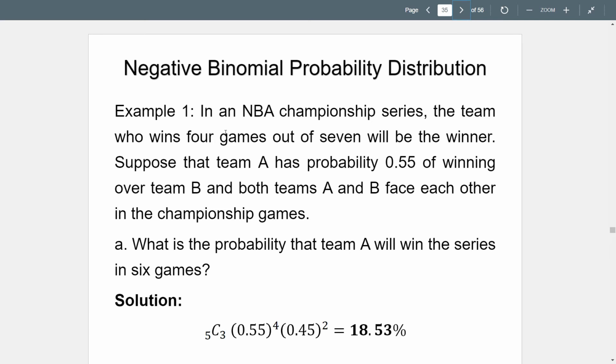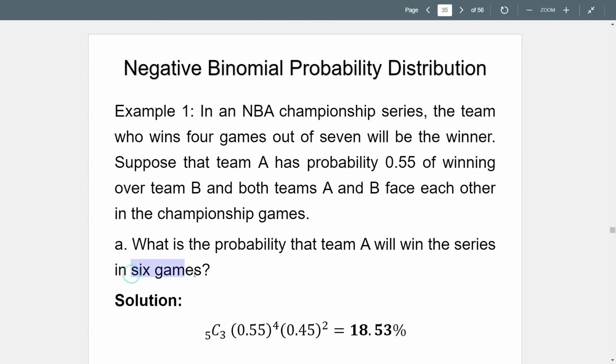Let's have here an NBA championship series where the team who wins 4 games out of 7 will be the winner. Suppose that team A has a 55% chance of winning over team B, and both teams A and B face each other in the championship games. So what is the probability that team A will win the series in 6 games?